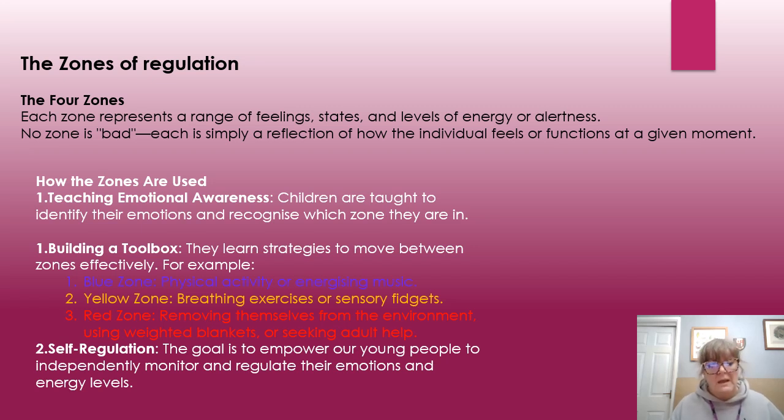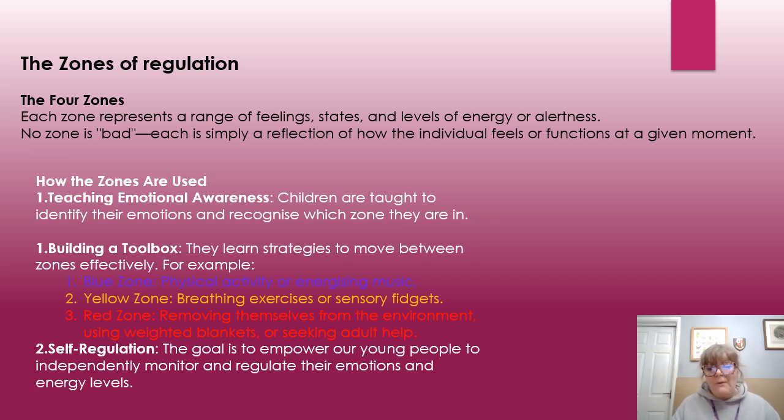For example, if they're in the blue zone, maybe they're feeling tired, we can offer physical activity or energizing music or a little dance to some fun music, and that hopefully will help them feel more focused and ready to engage in their learning. If they're in the yellow zone, they're feeling a bit silly, we can give them some breathing exercises or sensory fidget, something to fiddle with, and that will help them focus in. And if they're in the red zone, we might help them remove themselves from the environment, go for a walk, use a weighted blanket, or we might seek help from another adult.